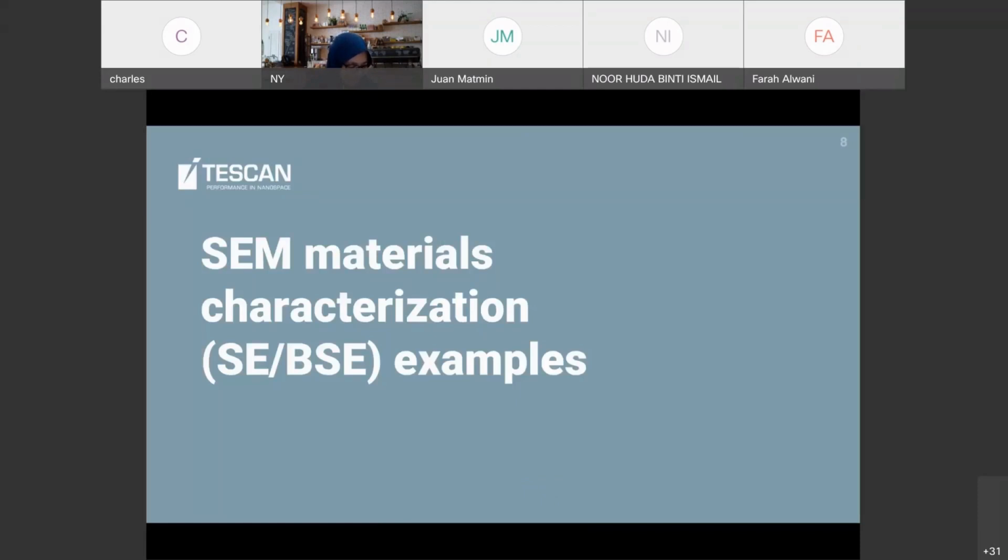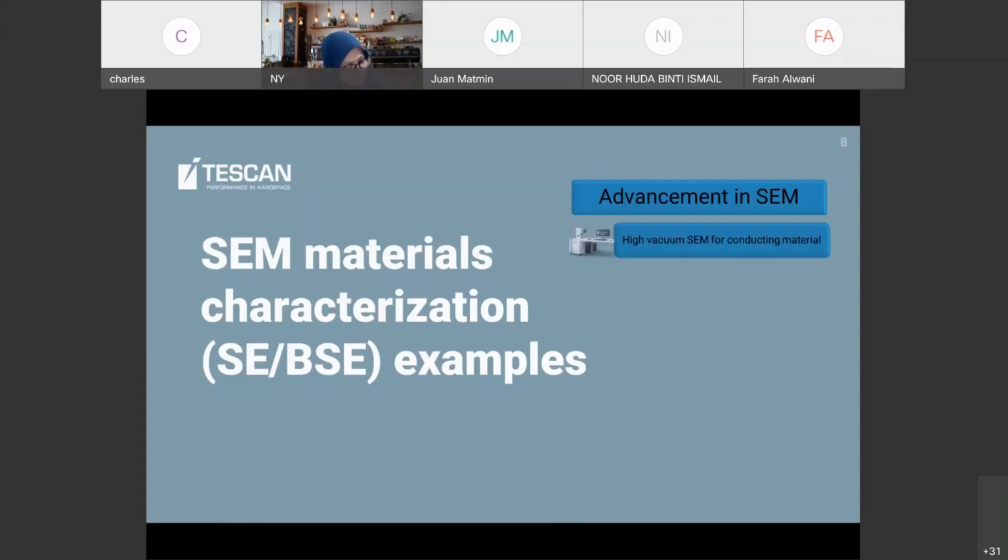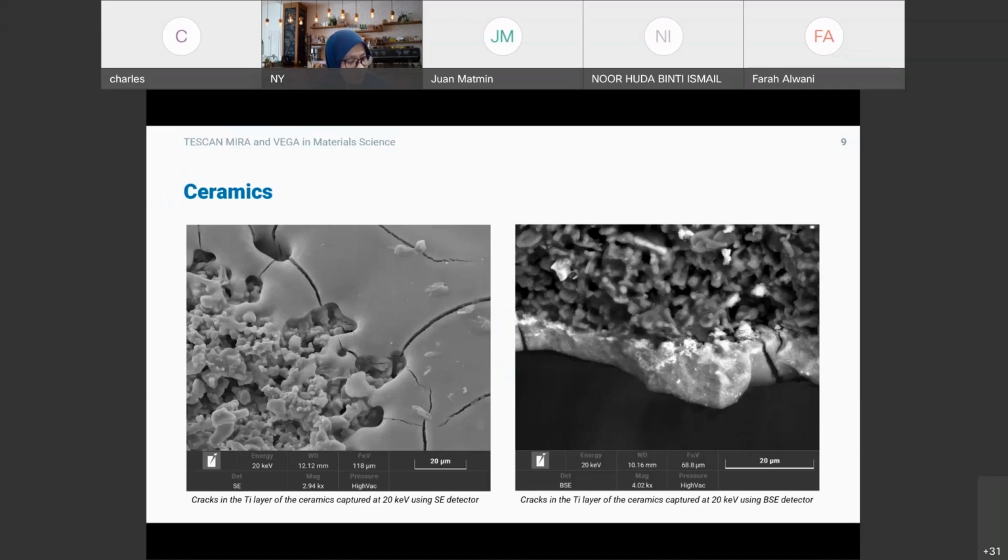The first one we have to see is SE and BSE. I will highlight some examples here. For those charging samples, bear in mind you need to prepare beforehand. You need to coat them in a sputter coater beforehand in order to visualize under a high vacuum SEM. By default, the vacuum level in SEM is high vacuum. The first example here is ceramics. You can see ceramics here, where we can determine the level of cracks, the thickness of the layer, and also some cracks over here. This is pretty much the basics of SEM.